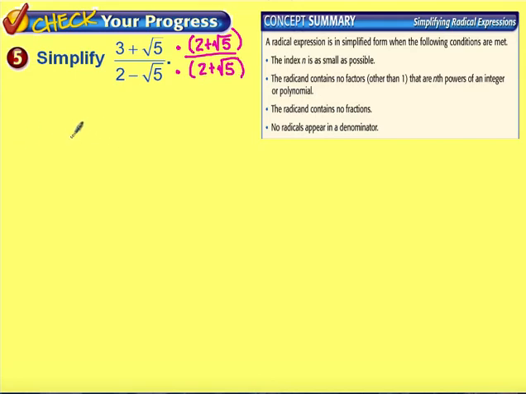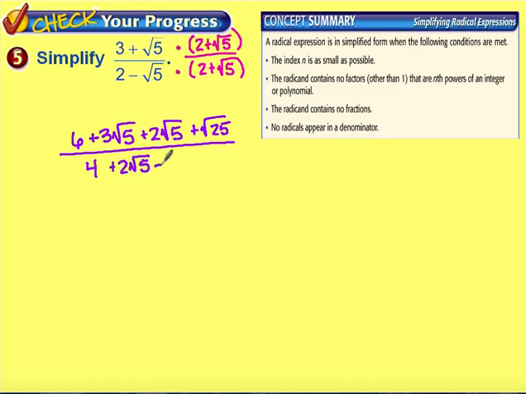So the top will give me 6 for the firsts. The outsides are 3 square roots of 5. The insides are 2 square roots of 5. And the lasts are the square root of 25. The denominator gives me 4. The outsides give me 2 square roots of 5. The insides give me negative 2 square roots of 5. And the last are negative square root of 25.